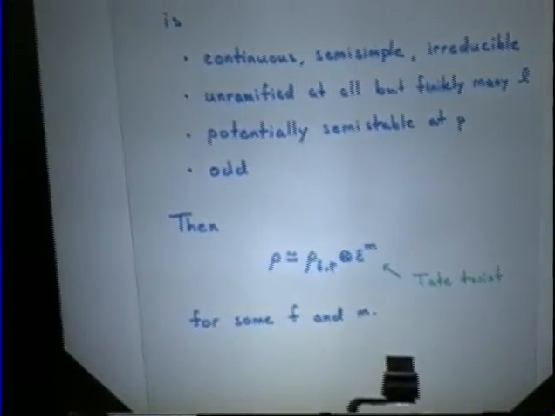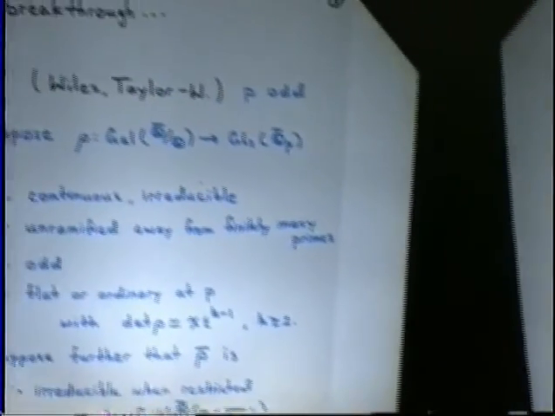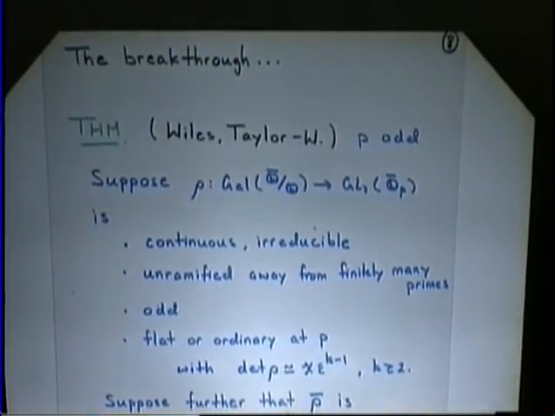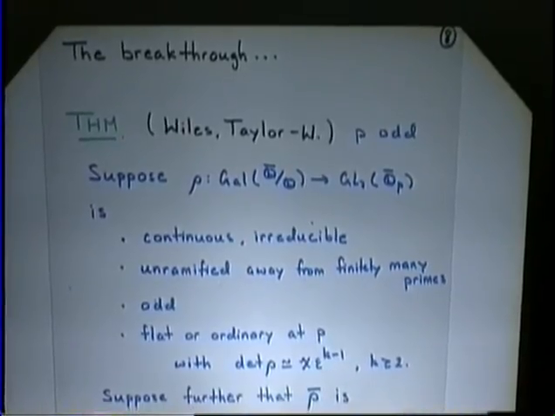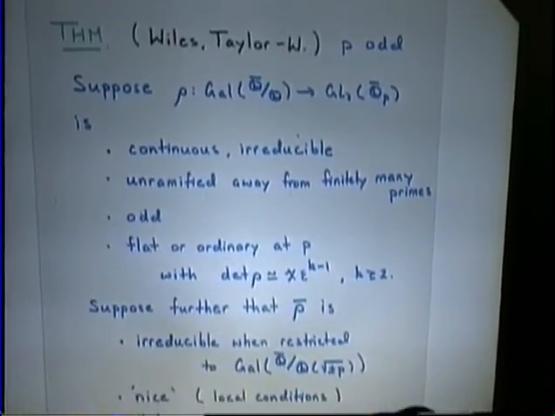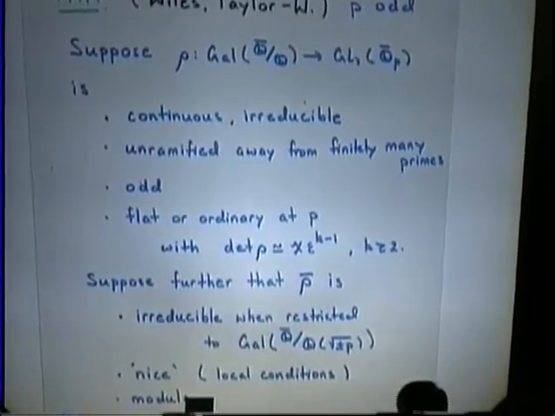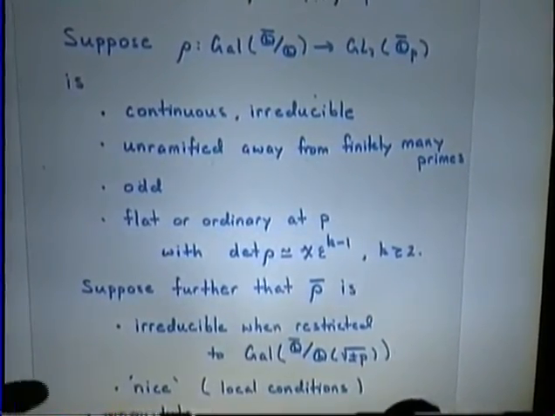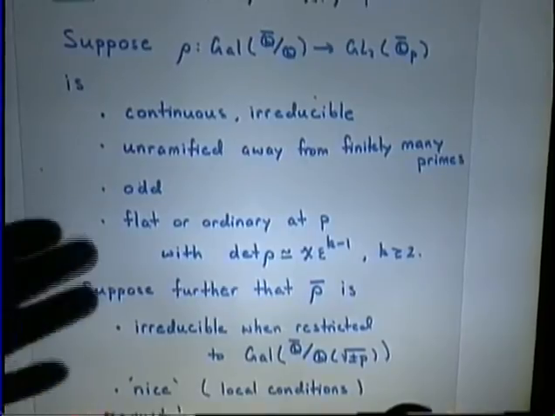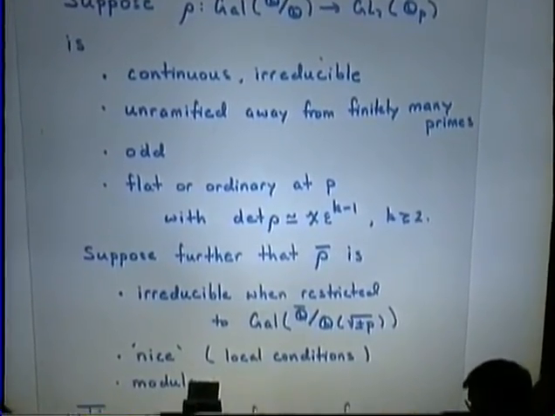that if p is an odd prime, and we have one of these representations that we're interested in, a two-dimensional p-adic Galois representation, and we assume that it's continuous and irreducible, unramified away from finitely many primes, that it's odd. And here we'll be a little more specific than just being potentially semi-stable at p. We're going to say we're flat, meaning we arise from points in some p-divisible group, or we're ordinary at the prime p, which is a technical condition. But this is stronger than just being potentially semi-stable at p.